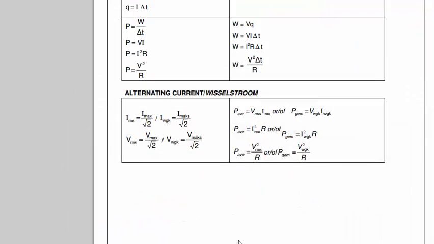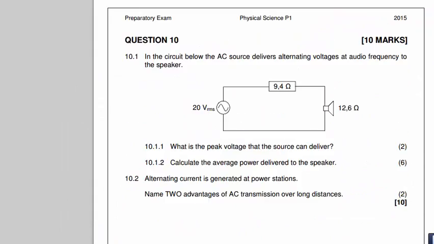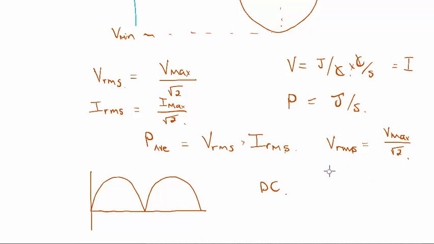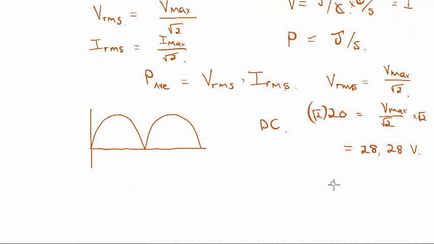Now they have given us, in this question, the root mean squared voltage. So they've given us 20 is equal to Vmax over square root 2, and so I just multiply both sides by the square root of 2, and this gives you something like 28.28 volts. Is it 28.28? Okay. So that's the maximum voltage that can be supplied.